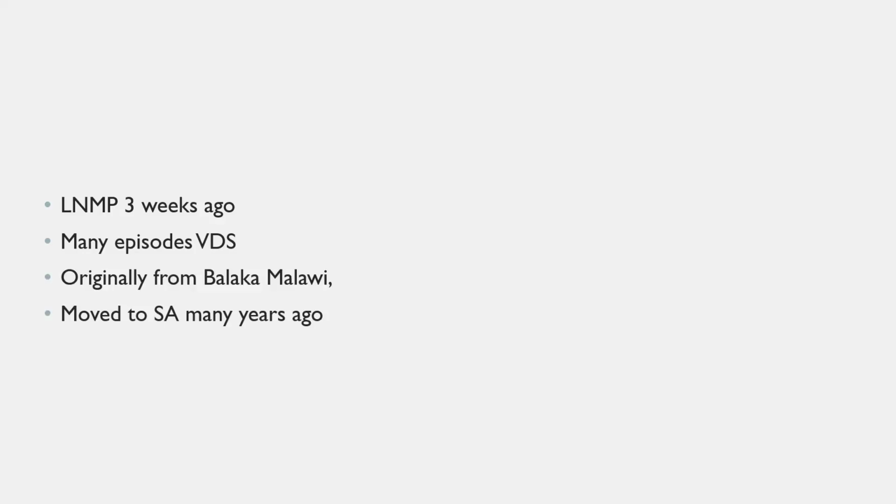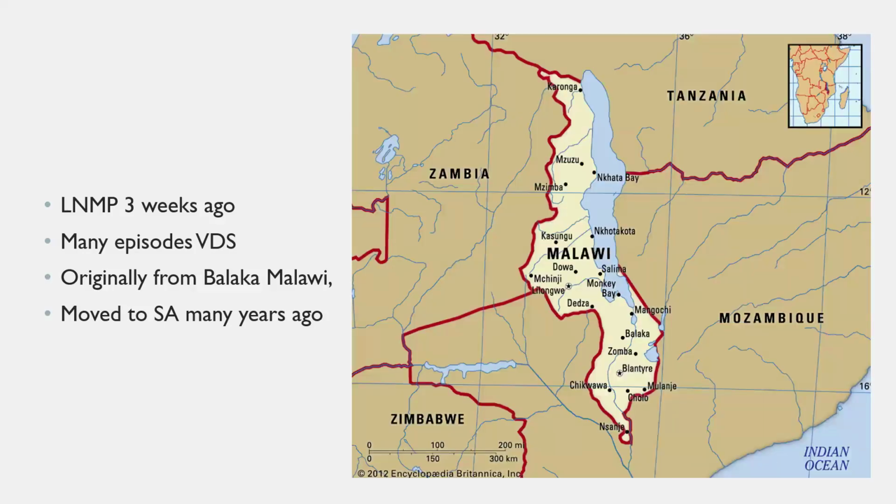She claimed to have had her last menstrual period about 3 weeks ago, but she had many episodes of vaginal discharge syndrome. So she had recurrent presentations to a local clinic, and she was syndromically managed and discharged. And she told us that she's originally from a place in Malawi called Balaka. I'll show you on the map just now, but she moved to SA many, many years ago. So this is where she's from. And then I've just pointed out that's Balaka, very close to Lake Malawi.